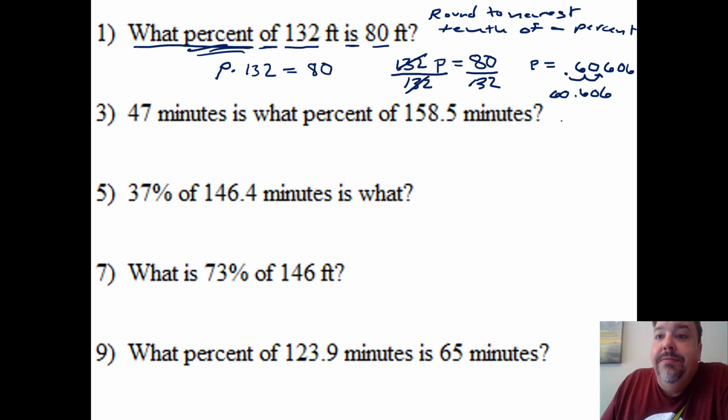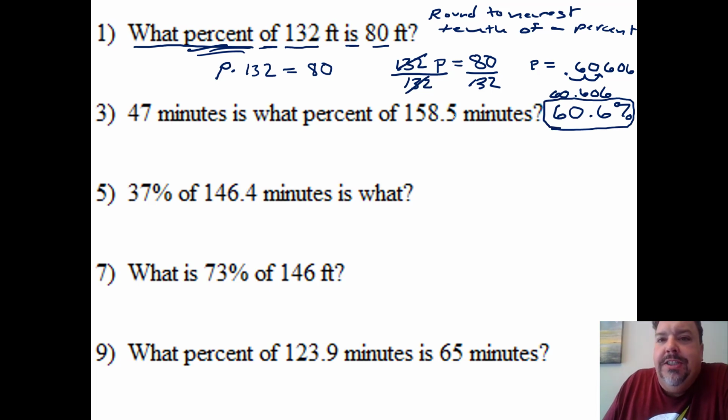So we're going to do that here. Instead of writing 60.606..., we're going to round to the nearest tenth of a percent, and we're going to put our answer as 60.6%. If it said round to the nearest percent, then we would round it to 61%.